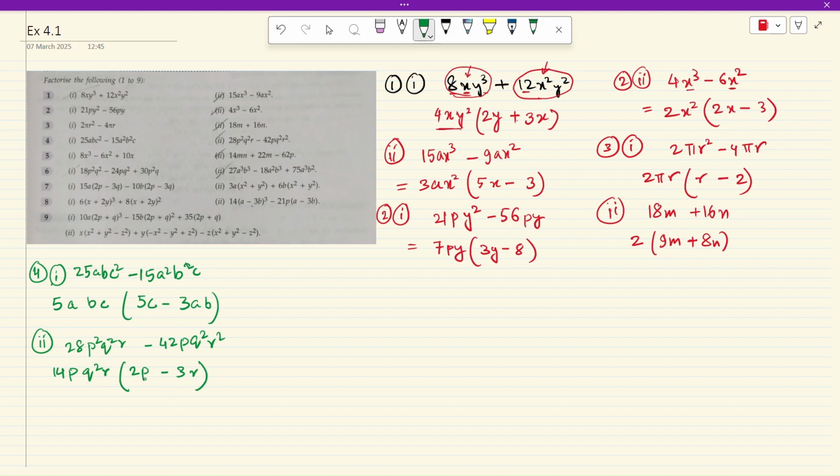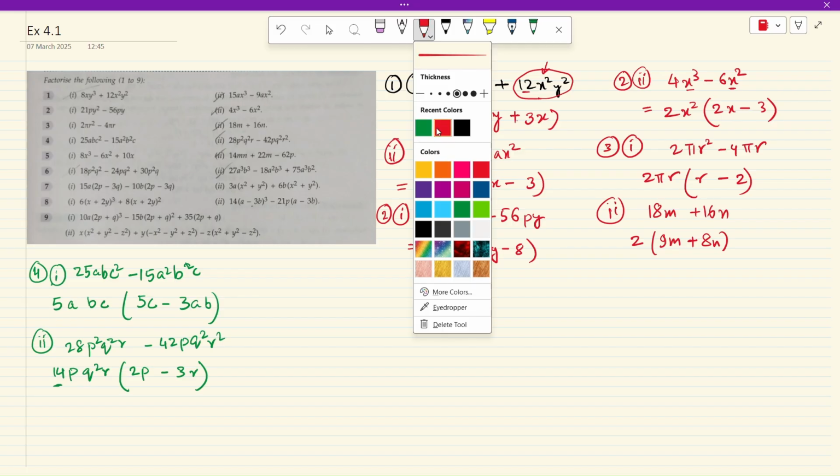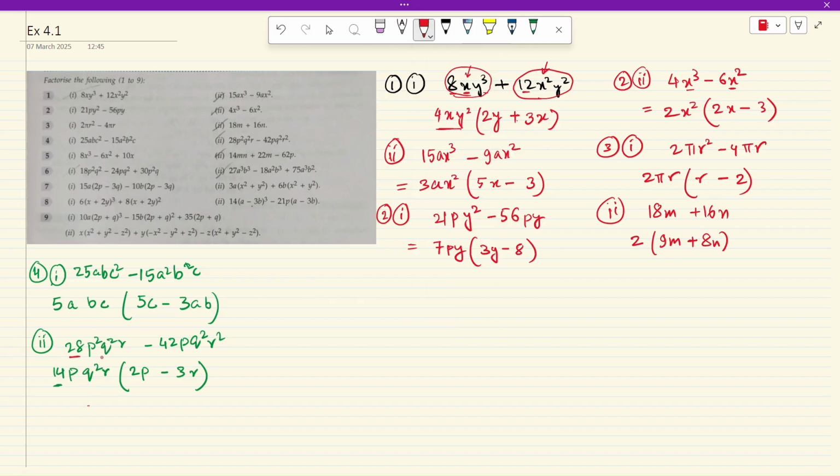Okay, so what basically I'm doing over here is that I'm taking the highest common factor. I'm taking the highest common factor of the numbers, like from here 28 and 42, the highest common factor is 14, and in variables I'm taking the lowest power. So from p square and p, I'm taking p as common, q square and q square, as both q square is there, so I'm taking q square, and from r and r square I'm taking r as common. Now what you will do is that you will just subtract the powers of variables and you will divide the number with the number which you have taken as common.